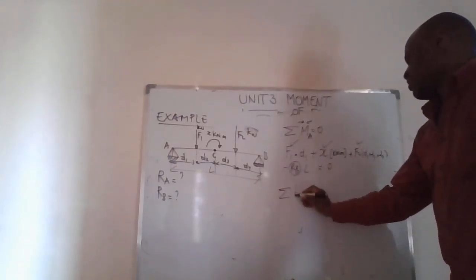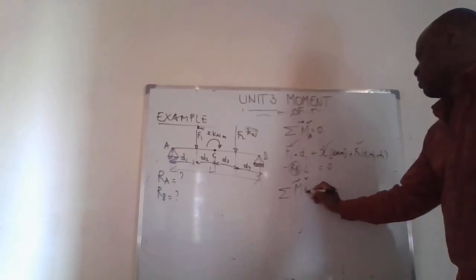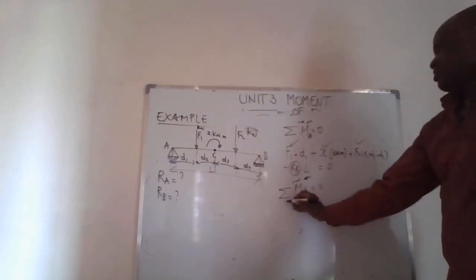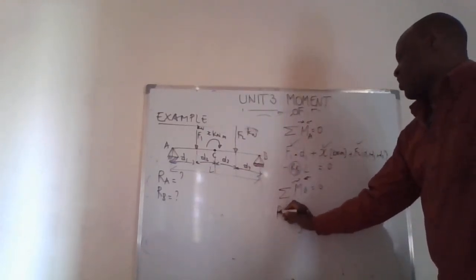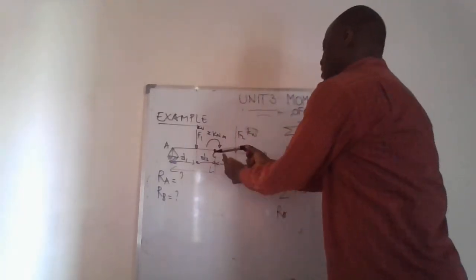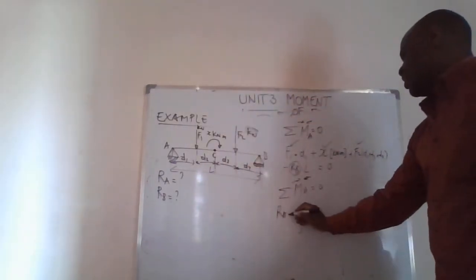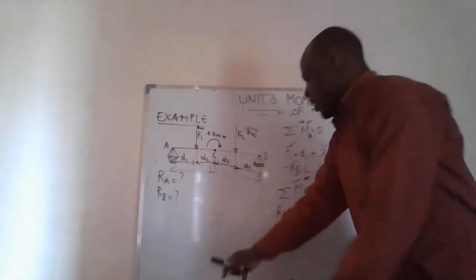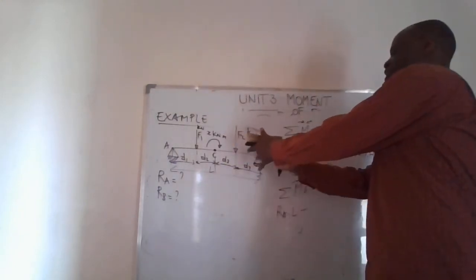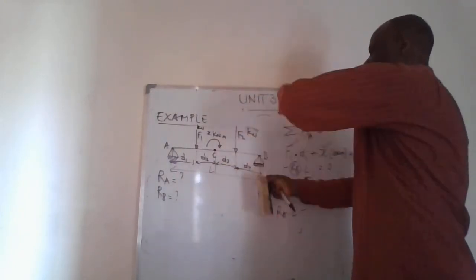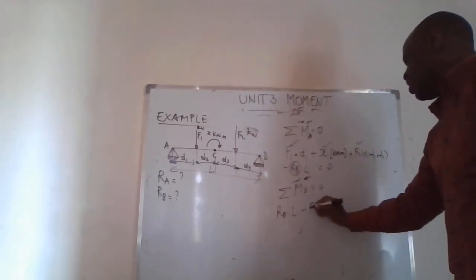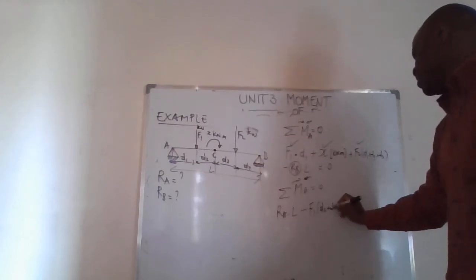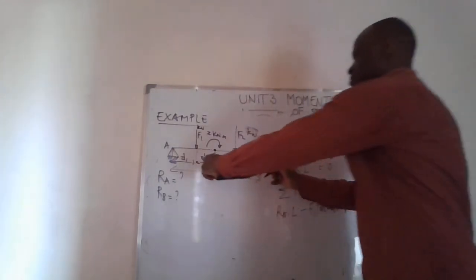And let's take the moment about the second pivot, B, that will allow us to get the opposite reaction. About B, RA will create a clockwise moment, and the moment arm is the total length. But F1, we can see our pivot here, F1 is inducing an anti-clockwise moment. The moment arm is D2 plus D3 plus D4. You can see that perpendicular distance.